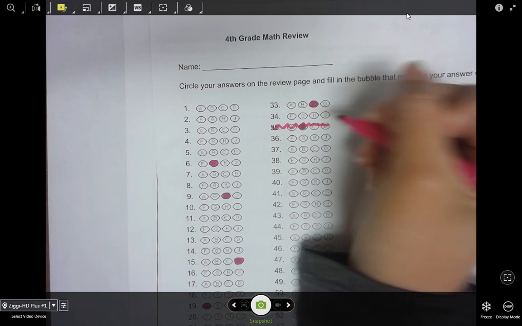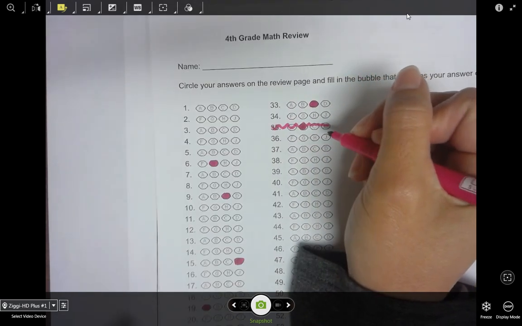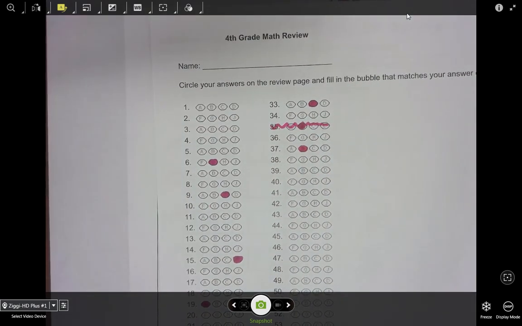and, oh, I just marked that on the wrong one, Miss Williams. Double check where you're marking. Yep. And mark it on the correct one. All right. Are we all good?